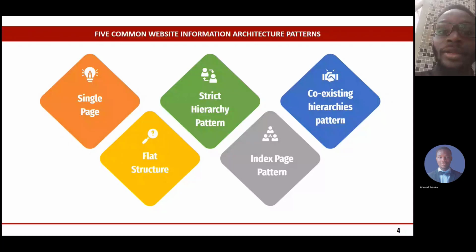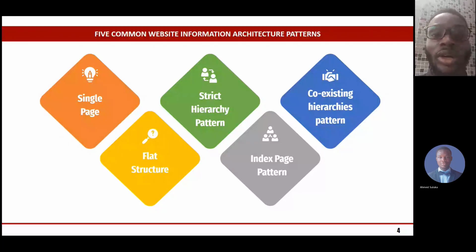Using this type of information structure in your website, you put all the pages on an equal level. On the right, it's your home page or product page or some other pages, all will be considered equally important. So that's what the flat structure pattern is about. And the next in line is the index page pattern.